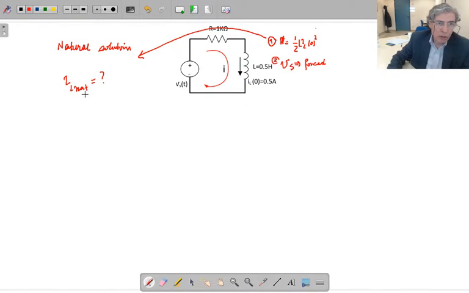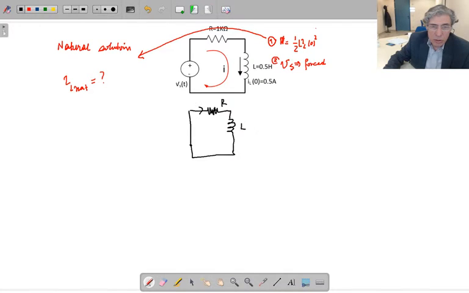So how am I going to calculate this? We said if we use the superposition theorem, we are going to consider that Vs, the independent voltage source, will be deactivated, and only the initial condition in the circuit finds the solution. So when deactivated, our circuit is going to be like this: a short circuit, a resistor R, and an inductor L. This is R, this is L.